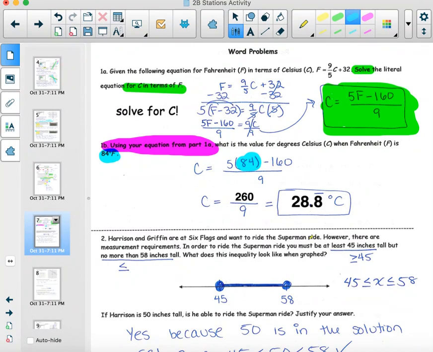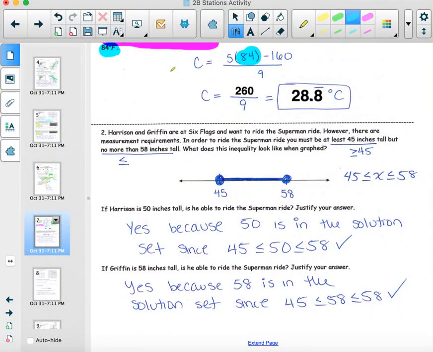Alright, moving right along. We've got Harrison and Griffin at Six Flags, and they want to ride the Superman ride. However, there are measurement requirements. So in order to ride the Superman ride, you have to be at least 45 inches tall, but no more than 58 inches tall. So what's this inequality going to look like when graphed? Well, we need to make sure we understand that at least is the greater than or equal to sign.